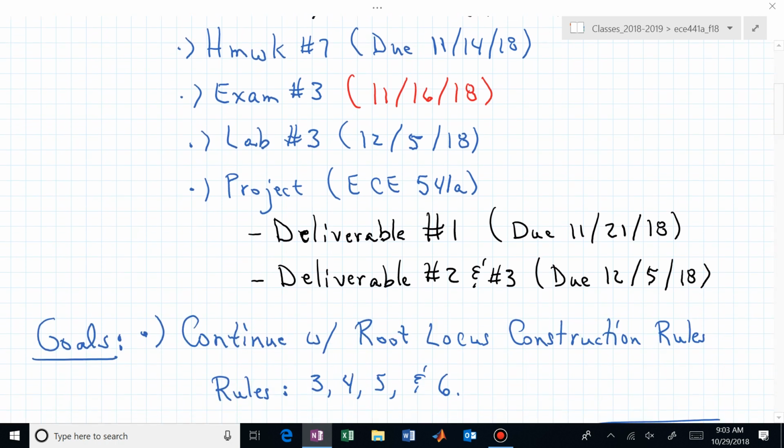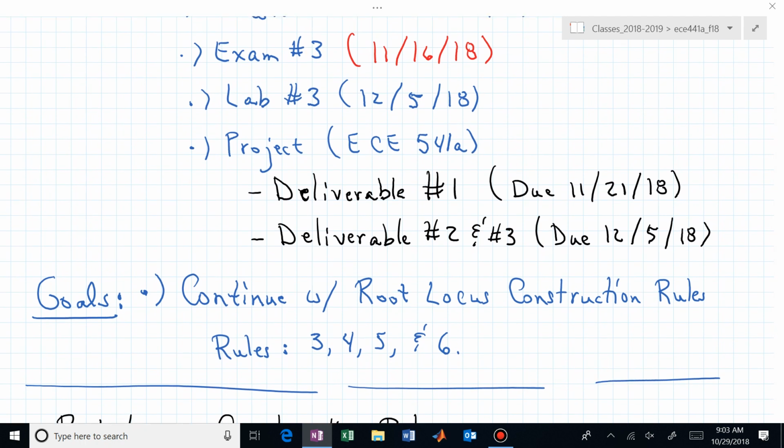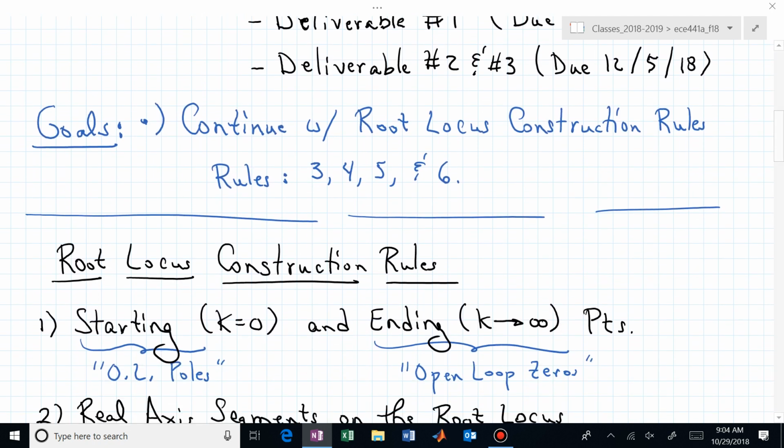So we'll squeeze a lot in, and one of the things we want to squeeze concerns the root locus and how do we draw these root locus diagrams. And today we will probably, the goal is to get 3, 4, 5, and 6. We probably won't get that far. We may get into goal number 5, but we'll shoot for 3, 4, 5, and 6 for construction rules.